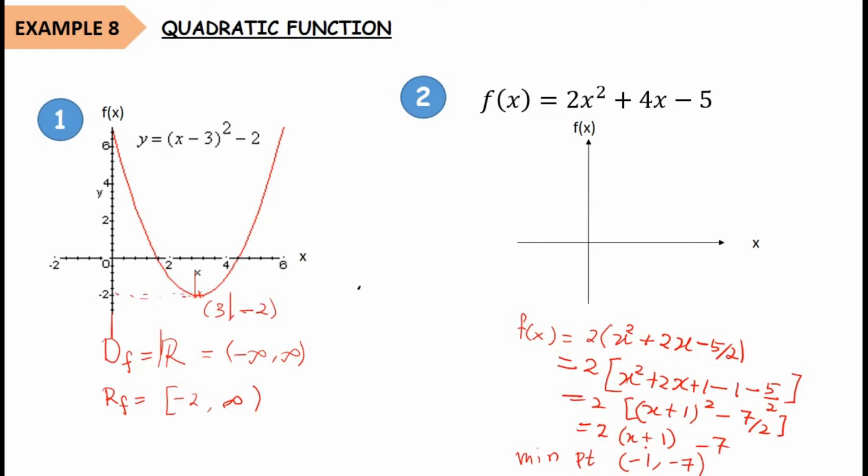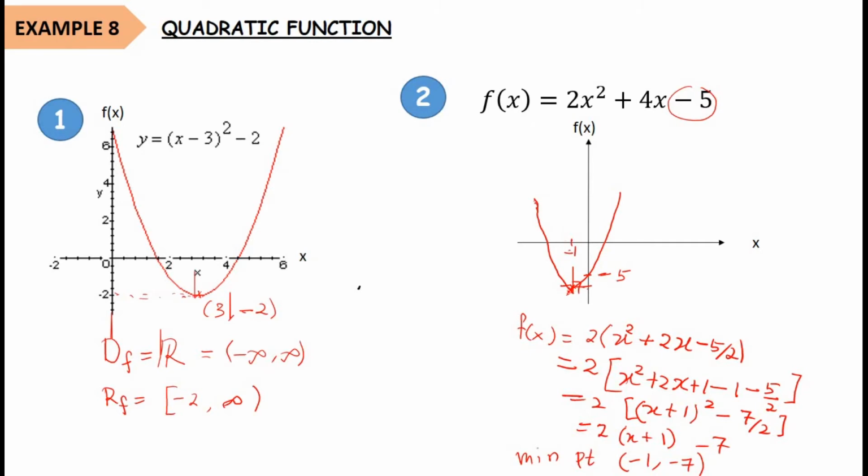From this function, we can determine the minimum point. The minimum point is when x plus 1 equals 0, which means x is equal to negative 1 and y is equal to negative 7. So the minimum point is (negative 1, negative 7). Now you plot the point as the minimum point, and the curve should open up because the coefficient of x squared is positive. The y-intercept is negative 5, so the graph should pass through the point (0, negative 5).